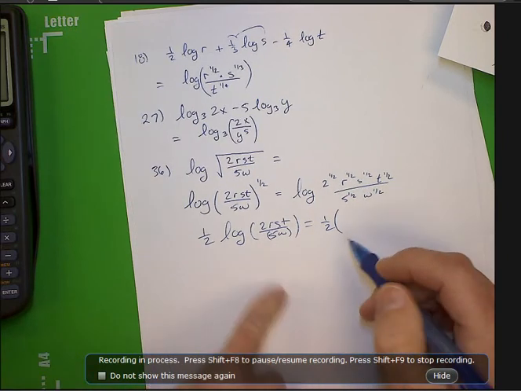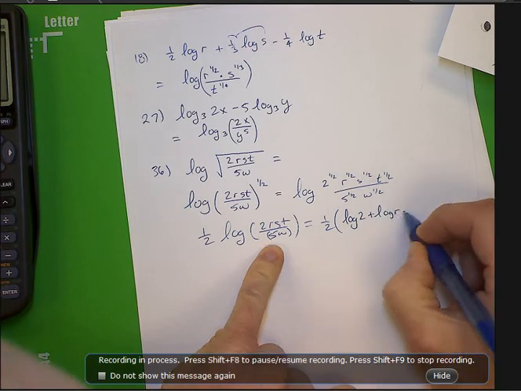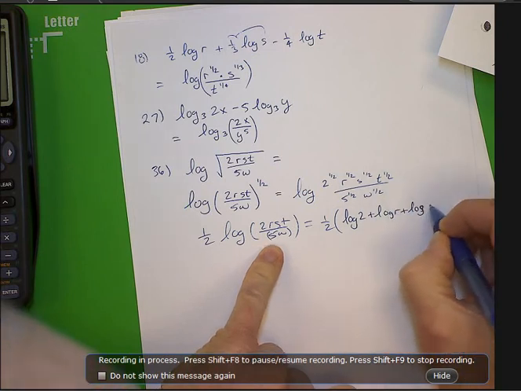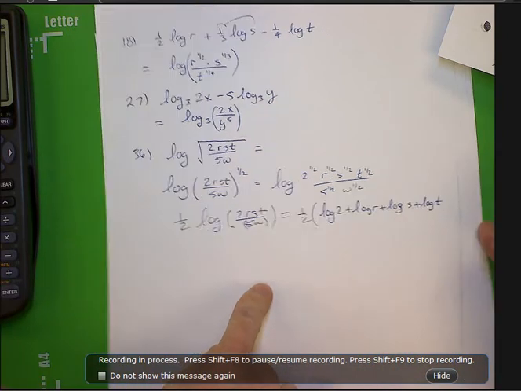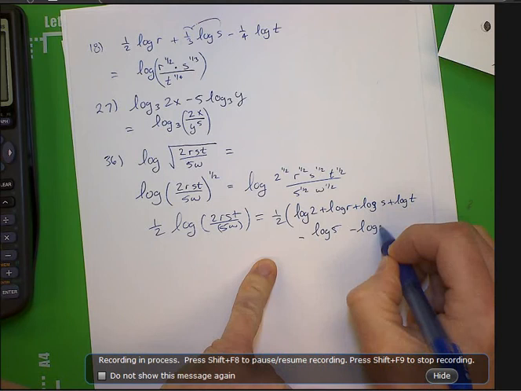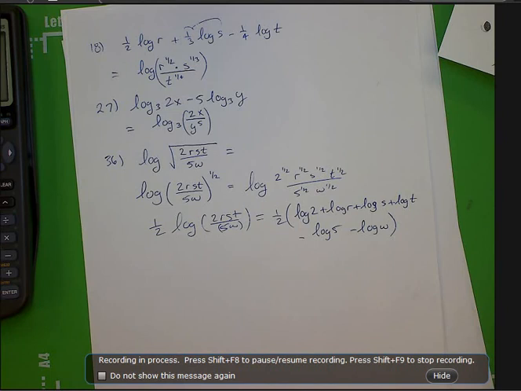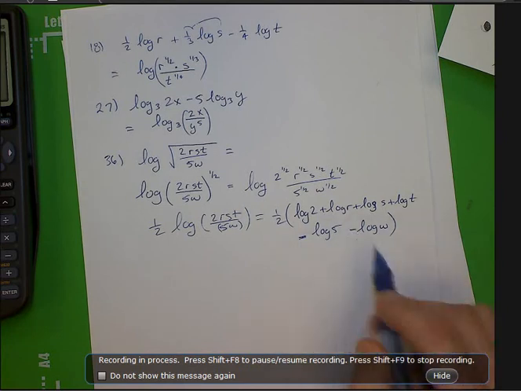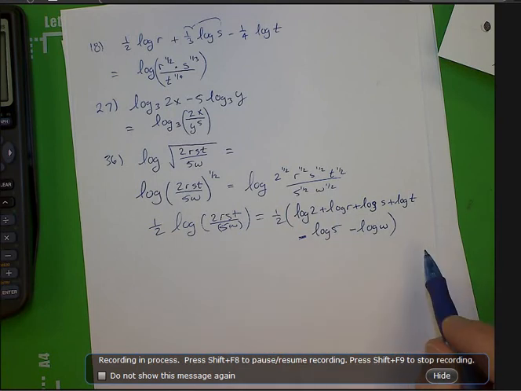And now I've got the log of 2 plus the log of r plus the log of s plus the log of t. So you can see this is getting to be a mess. Minus the log of 5 minus the log of w. And I'm going to keep that 1/2 there. Now you could take that 1/2 and put it in every single one of those. I don't think you need to. If the answer key says that's fine, then I don't really care. But remember, these are all subtracting because they're being divided. These are all added because they're being multiplied. That's as easy as it is.